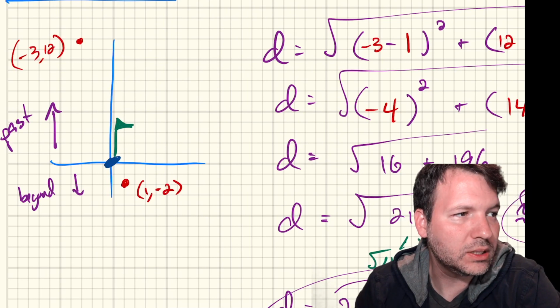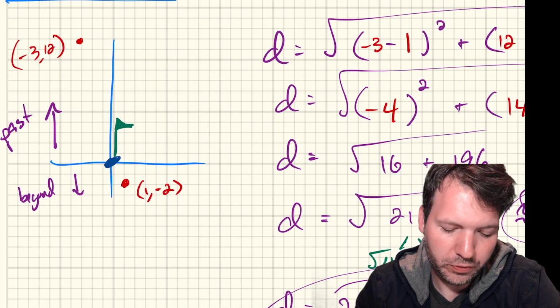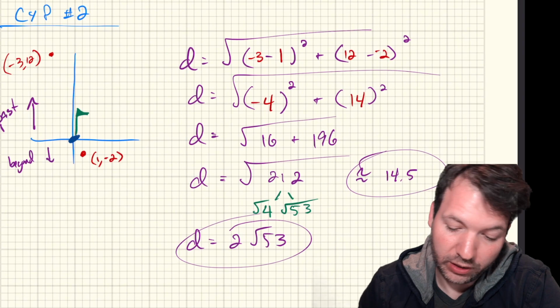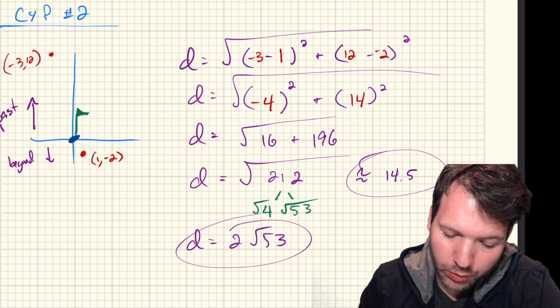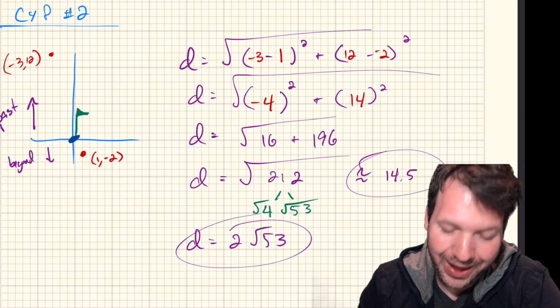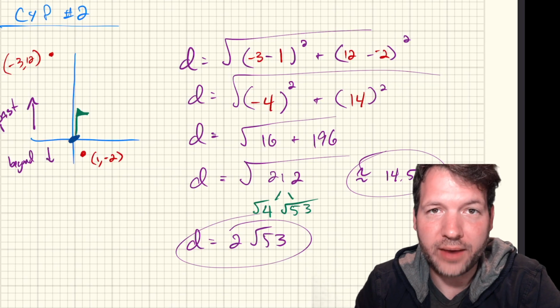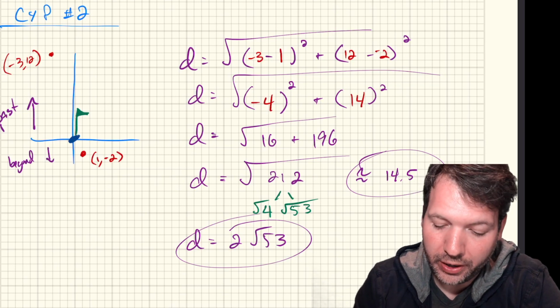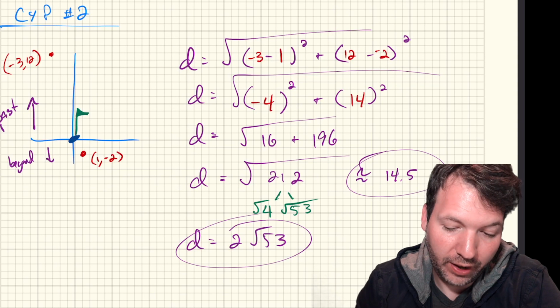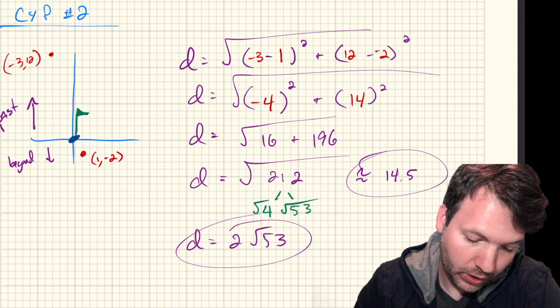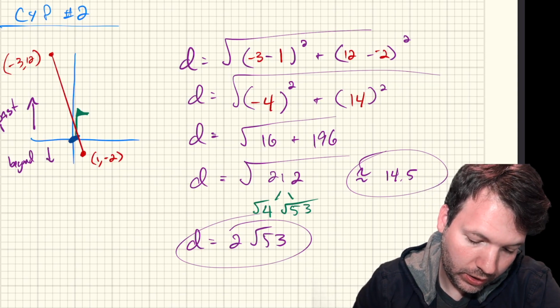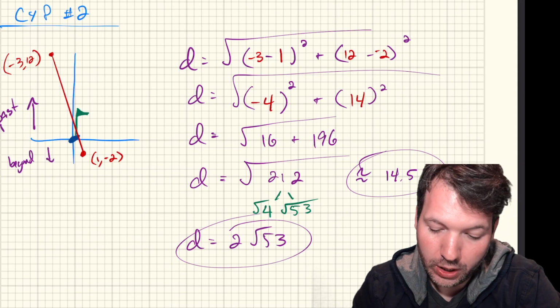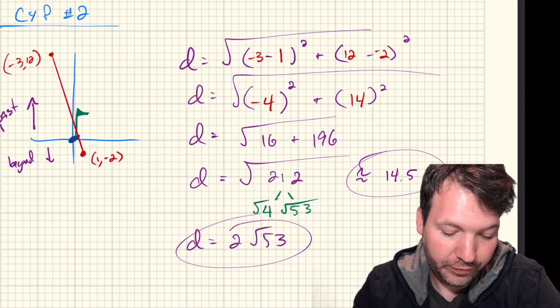Left and right here is pretty simple. Her first putt goes 2 feet beyond the cup and then 1 foot to the right. So that's going to be 1, -2. You can see that's the work with the distance formula that we get exactly 2 root 53 after we simplify, which is apparently approximately 14.5. So her putt from here to here, right past the cup, traveled about 14.5 feet.